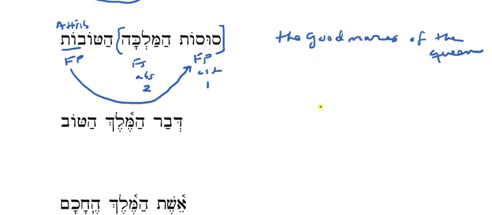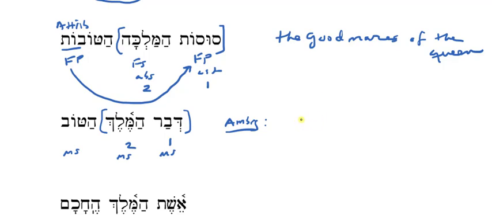Now, look at this next example. I have davar hamelech hatov. This is noun number 1, davar, that's a noun. Hamelech is noun number 2. This is a construct chain. The word of the king. My attributive adjective comes after it, hatov. And notice, davar is masculine singular. Hamelech is masculine singular. And hatov is masculine singular. So which of the two nouns is hatov modifying? This is ambiguous. It could go either way.